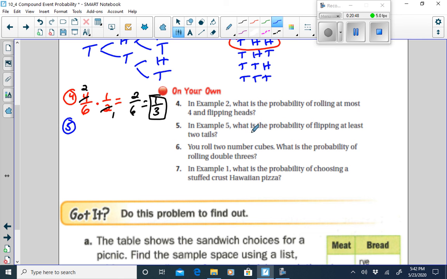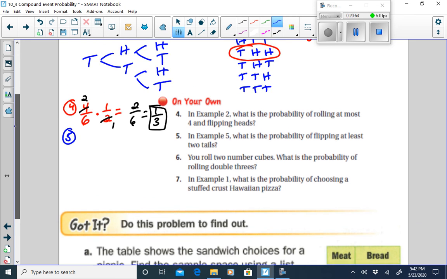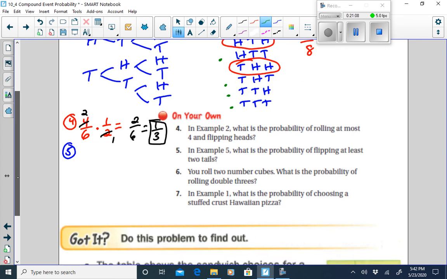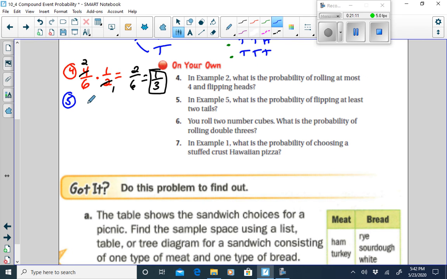Question 5. In example 5, what's the probability of flipping at least 2 tails? When we go back up here, at least 2 tails. Here's 1, at least 2 tails. Here's 2, here's 3. Looks like there's 4 where there are at least 2 tails. So for problem 5, we would have 4 out of the 8 possible outcomes, which simplifies to 1/2 for question number 5. Question 6. Let's see what it says. You roll 2 number cubes. What's the probability of rolling double 3s?